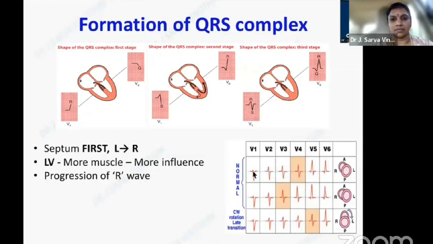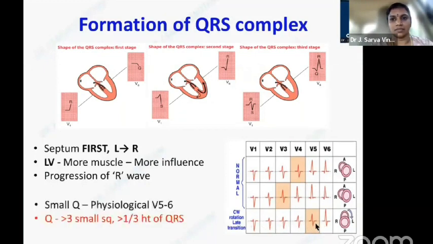So we can see a gradual progression of the R wave from V1 to V6, and the transition point, that is where it is biphasic, is usually between V3 and V4. So this is the normal progression of the R wave. If there is right ventricular hypertrophy, there will be poor progression of the R wave, and the transition point will be somewhere around V5 or V6.